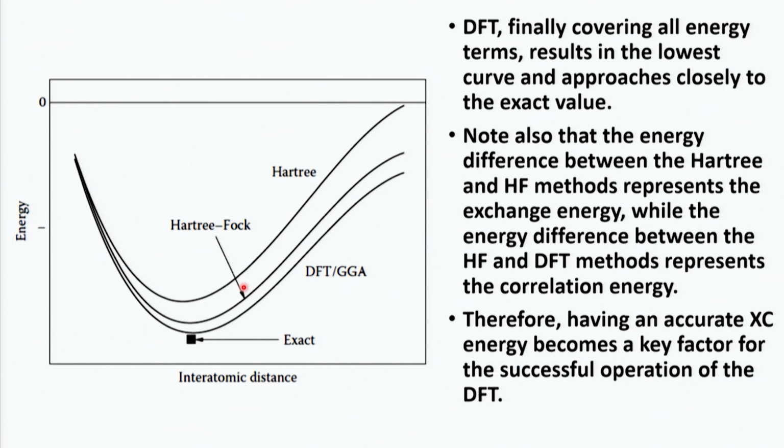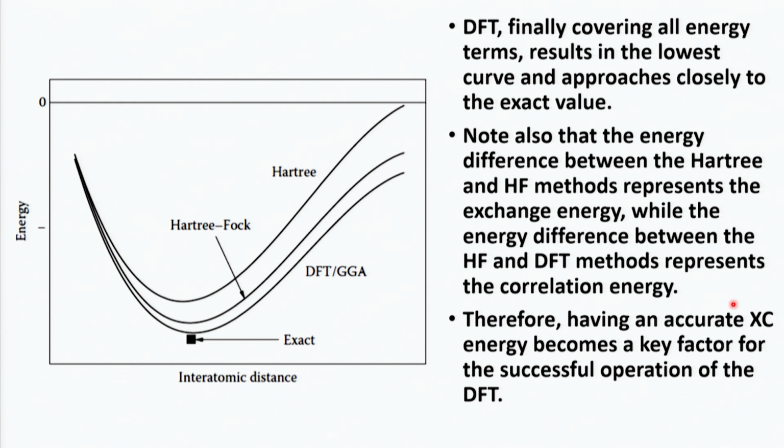So DFT finally covers all energy terms, resulting in the lowest curve like here, and approaches closely the exact value. Note also that the energy difference between the Hartree and Hartree-Fock methods represents the exchange energy, while the energy difference between the Hartree-Fock energy and DFT represents the correlation energy. Therefore, having an accurate exchange correlation energy becomes a key factor for the successful operation of the DFT.